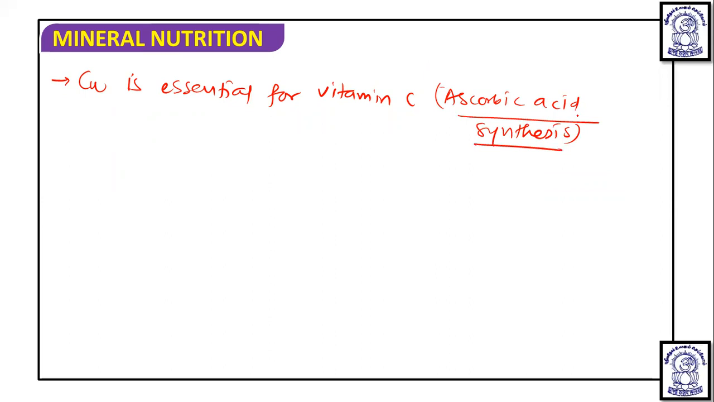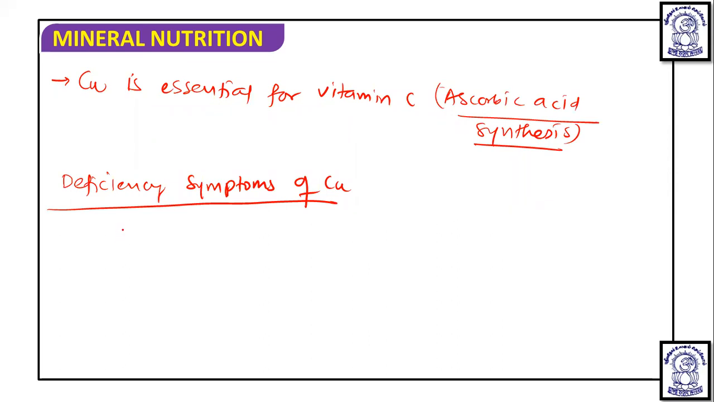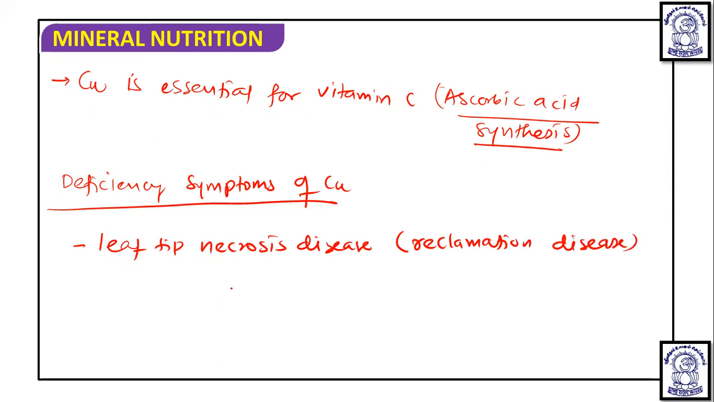Then, if we talk about this copper, and when we talk about its deficiency symptoms, it includes leaf tip necrosis, disease, that is reclamation disease, and here the blackening of potato tubers will occur, and the deficiency of this particular element, the copper.